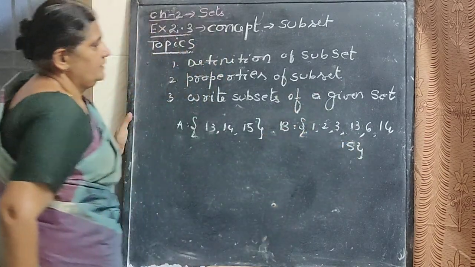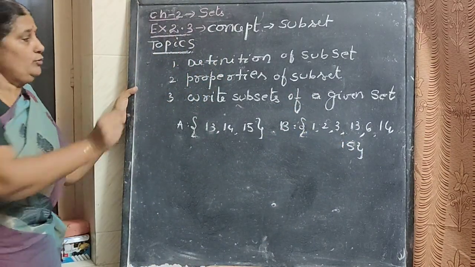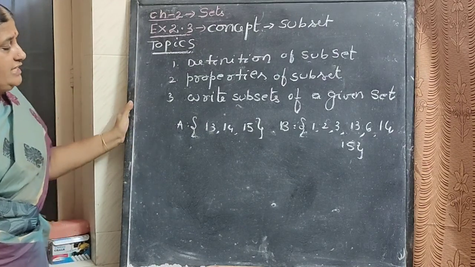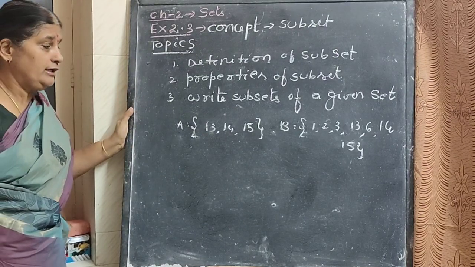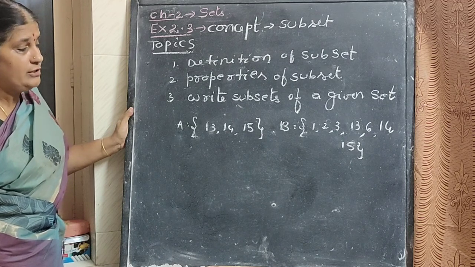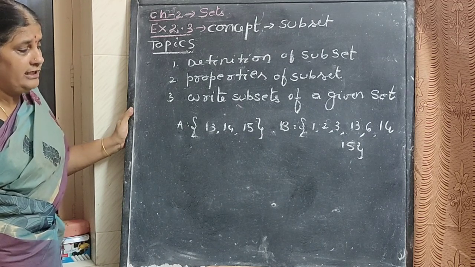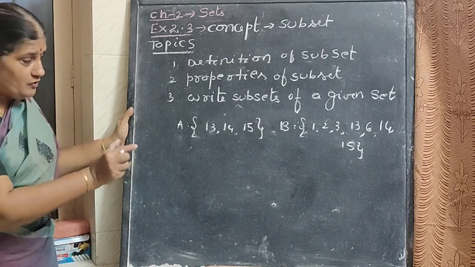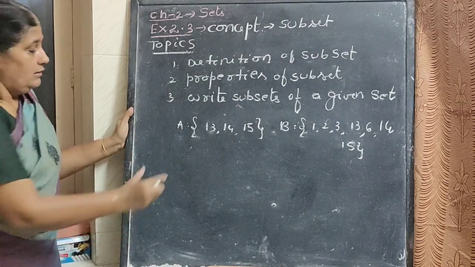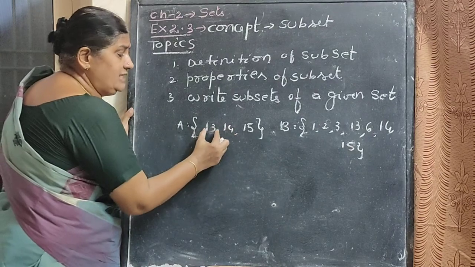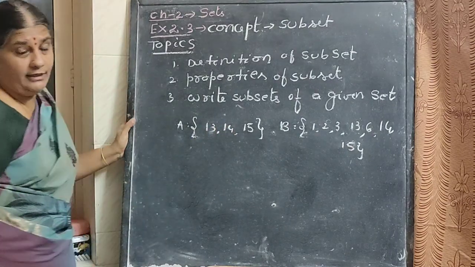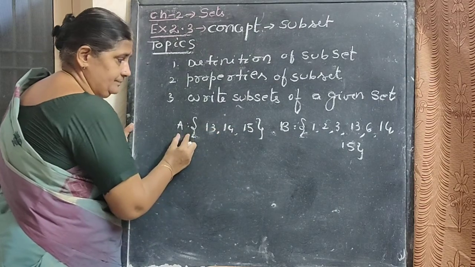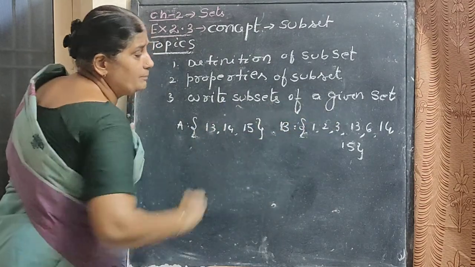Now listen. Today I want to tell the definition of subsets. Don't write, listen. A is equal to the set 13, 14, 15. B is equal to the set 1, 2, 3, 36, 14, 15. Observe the two sets. After forming a set, each number is called what? Elements.